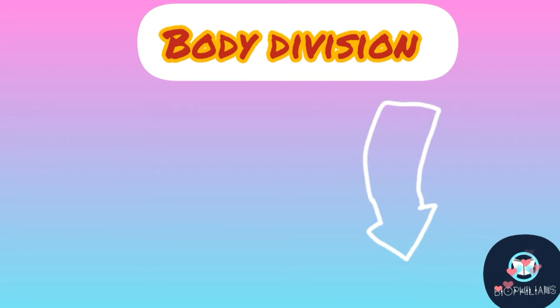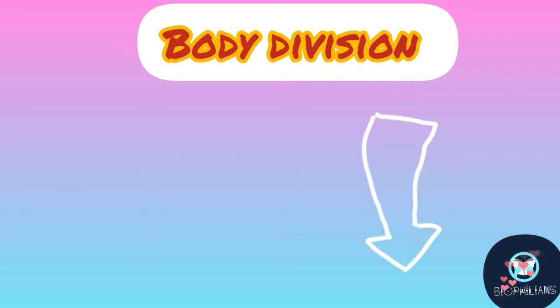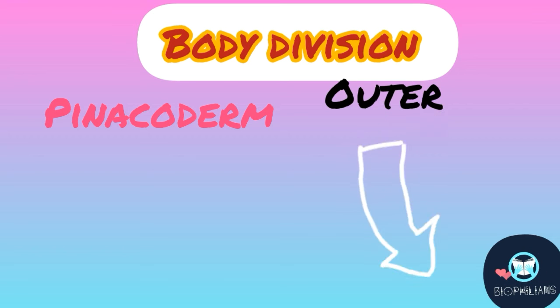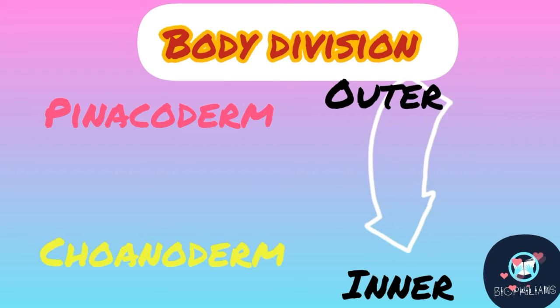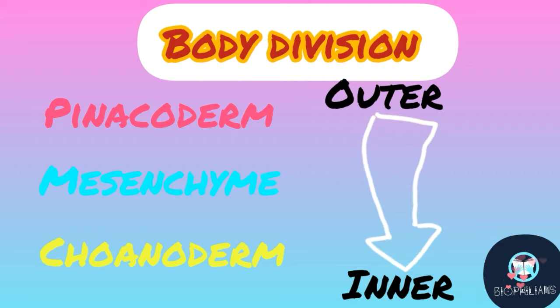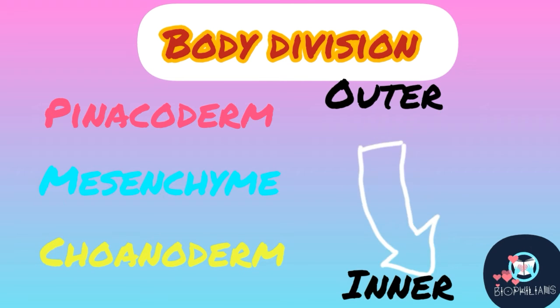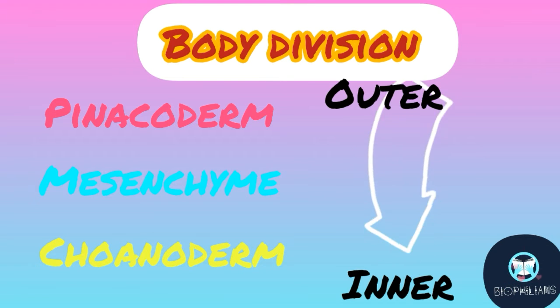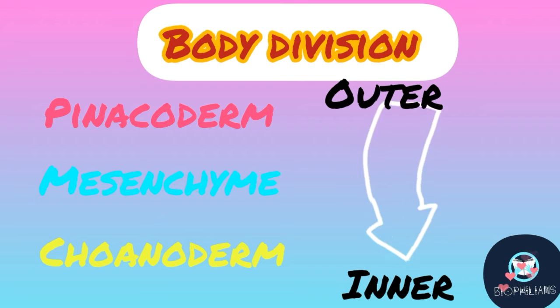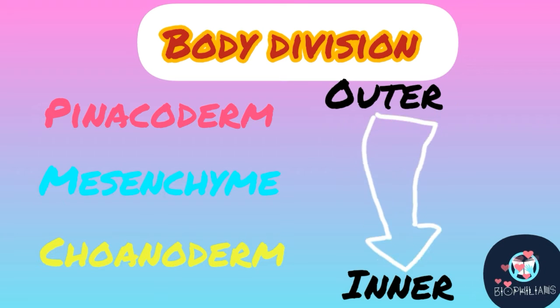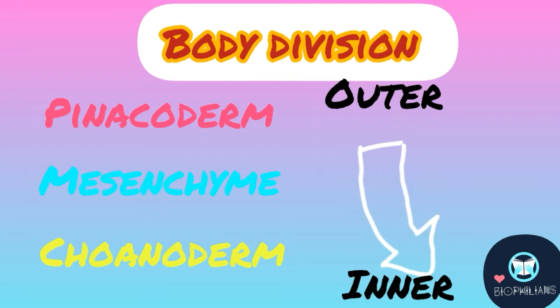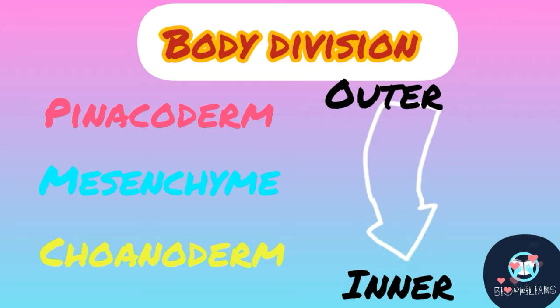The body is divided into three parts. Outer is spinacoderm, inner is choanoderm, and middle is mesenchyme. I repeat, outer is spinacoderm, inner is choanoderm, and middle is mesenchyme.